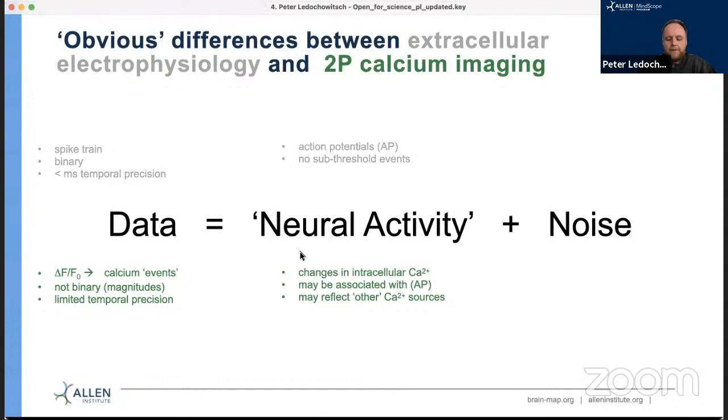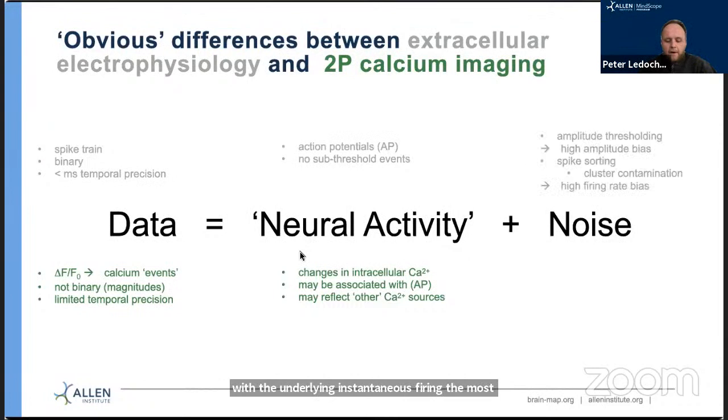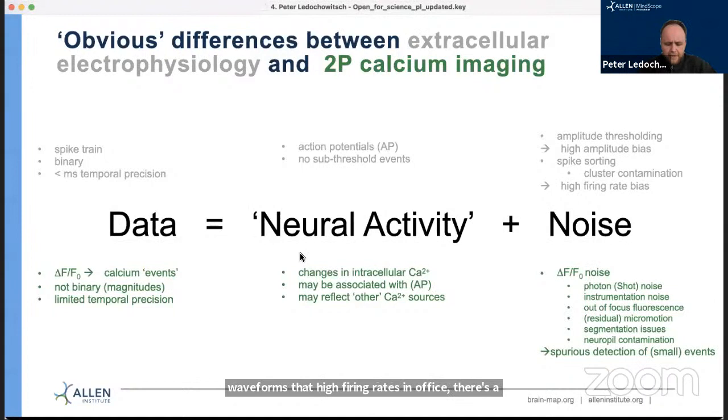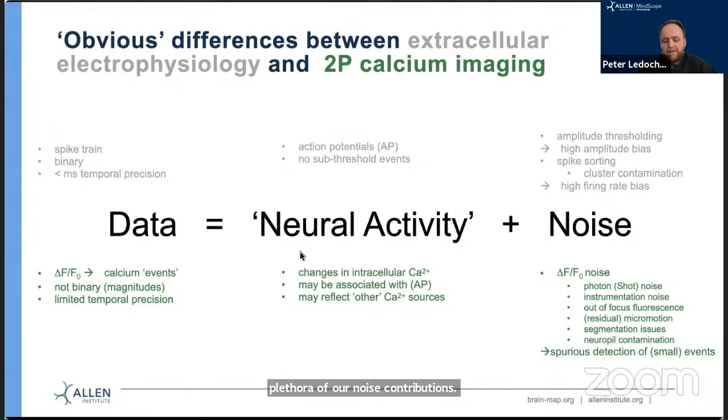The most diverse differentiating factor, though, are the sources of noise. In ephys, the predominant processing steps injecting noise are spike detection and spike clustering, which favor units with large amplitude waveforms and high firing rates. In ophys, there's a plethora of other noise contributors, such as photon detection, off-target fluorescence, animal motion, neuropil, and image processing issues, which can all result in apparent deflections in the fluorescence trace, which may be picked up as false positives by an overzealous event detection algorithm.